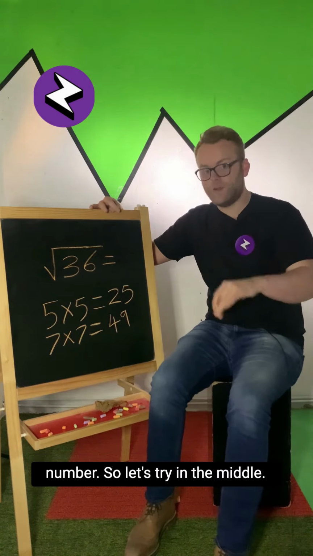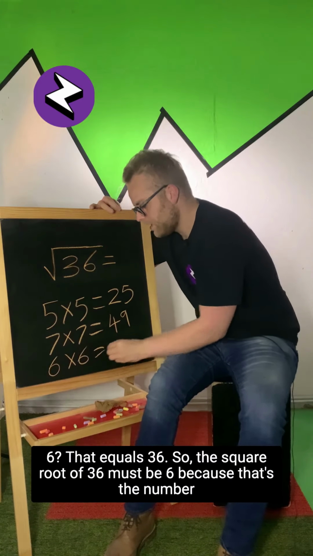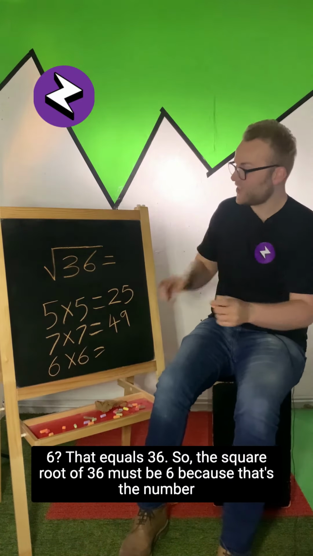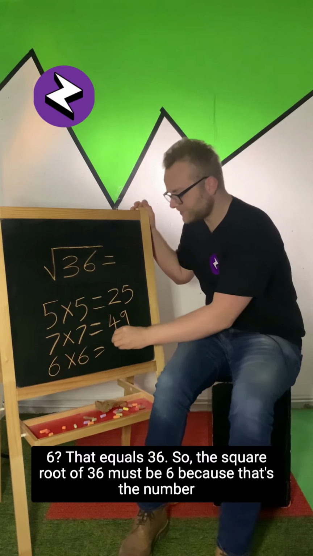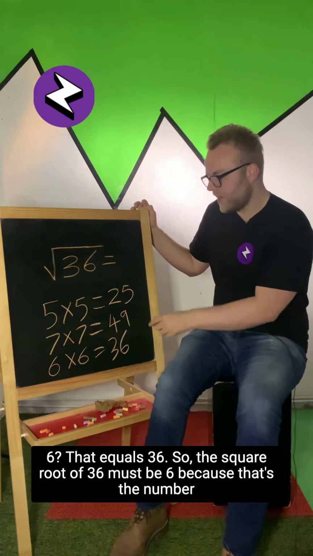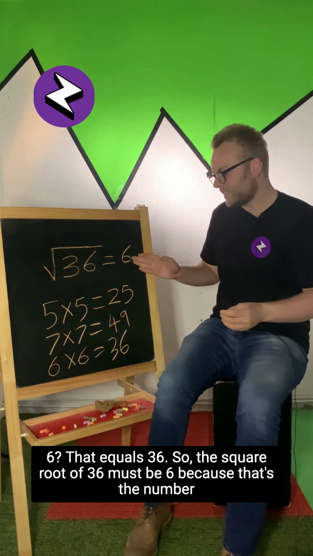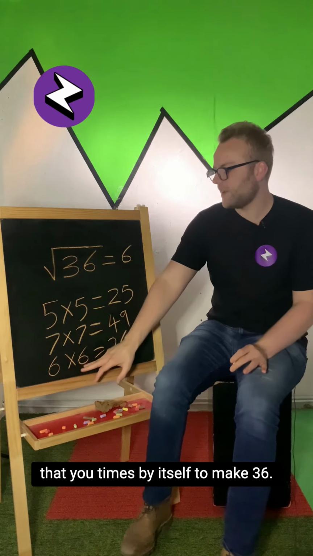So let's try in the middle. What about 6 times 6? Yes, it does, that equals 36. So, the square root of 36 then must be 6, because that's the number that you times by itself to make 36.